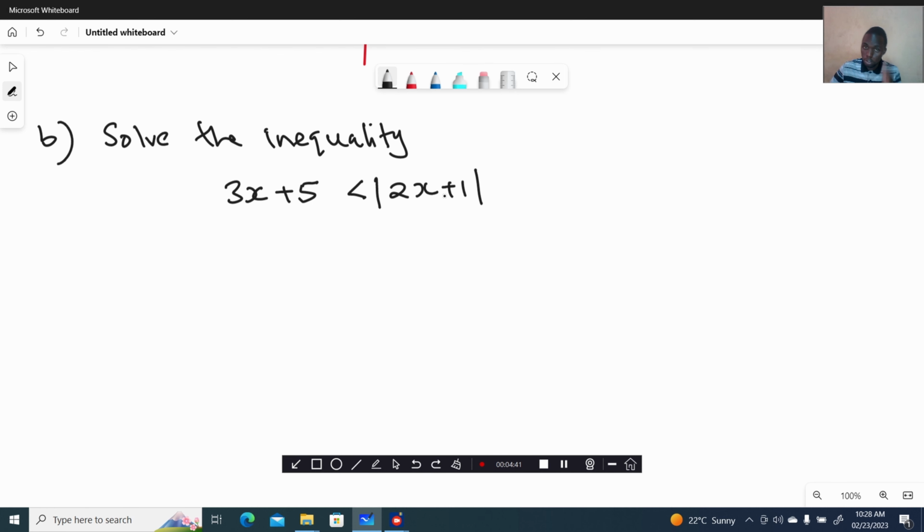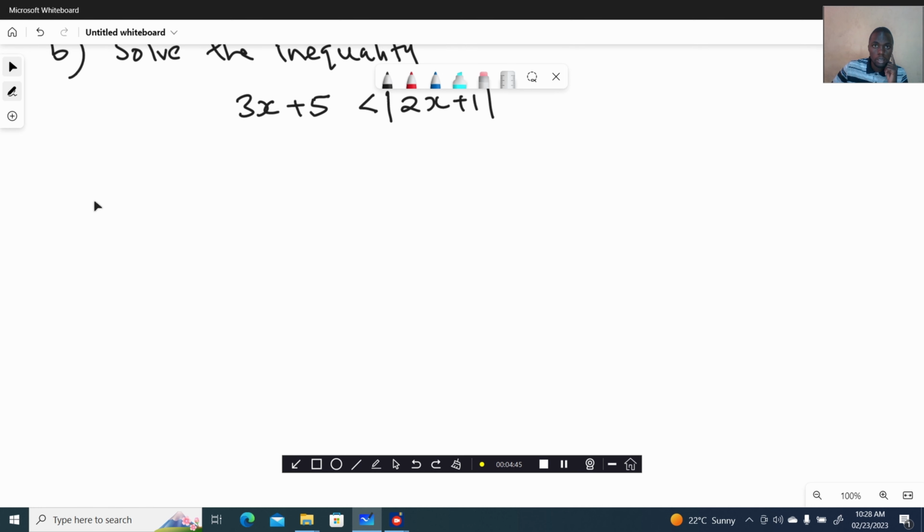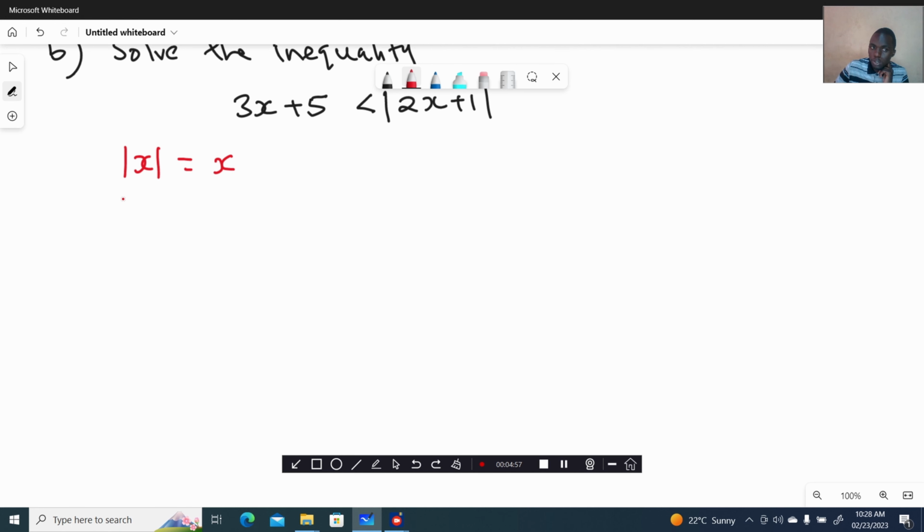So what do you have to do in this case? To solve this, you only need to understand the concept of modulus. The modulus of any value of x is actually positive x. And again, the modulus of negative x is actually positive x.